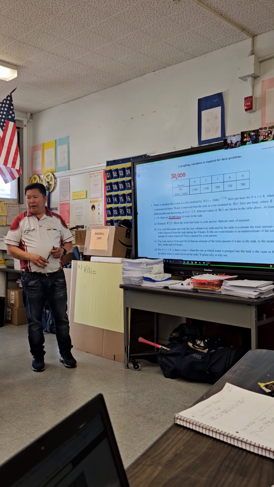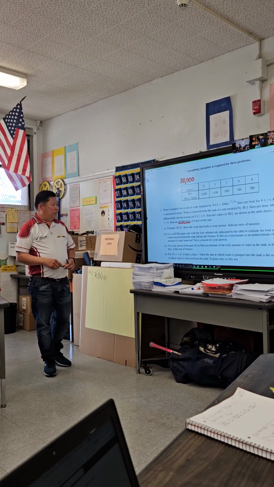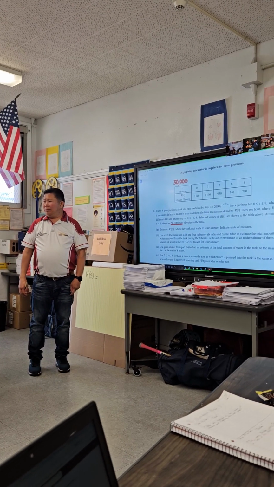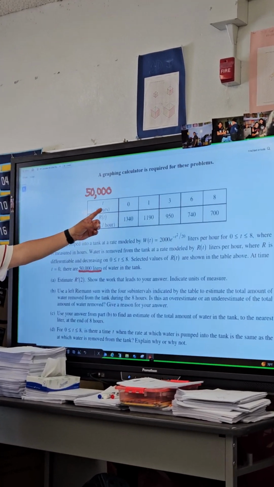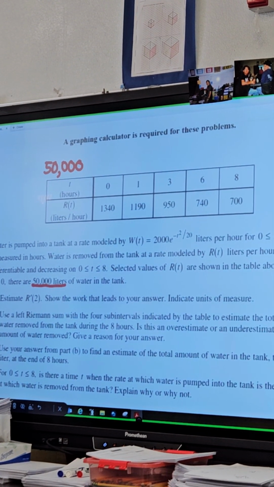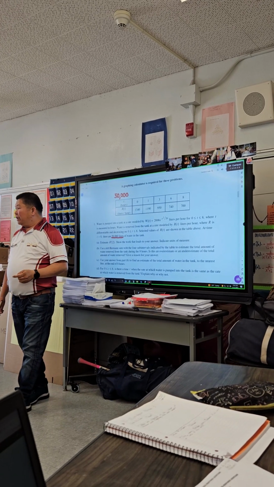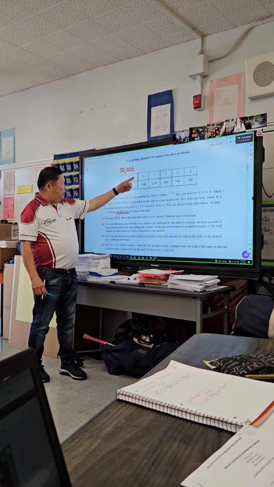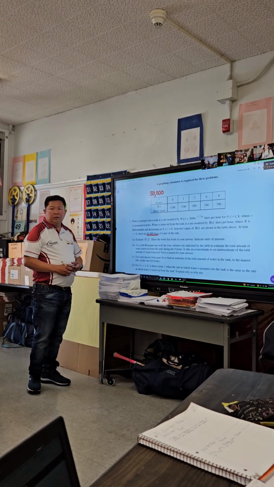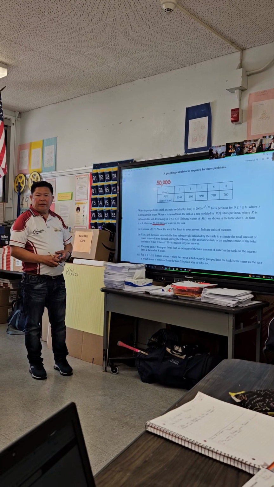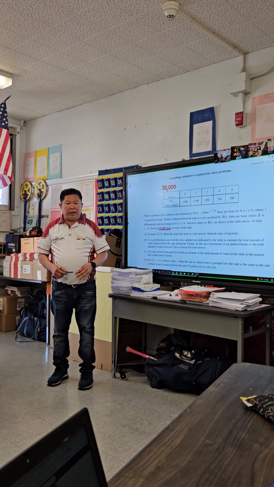So question A. Alonso, can you read question A for me, please? Estimate R prime of 2. Show the work that leads to your answer. Indicate units of measurement. By looking at the table, the time is given from 0 to 8, that's the interval. But look at the function R(t) right here. Is R(t) a decreasing function? Yes, decreasing. From the start, 0, we have 1,340 liters, and after an hour, 1,190, and then at 3 hours, 950, at 6 hours, 740, and at 8 hours, 700. So it's decreasing.